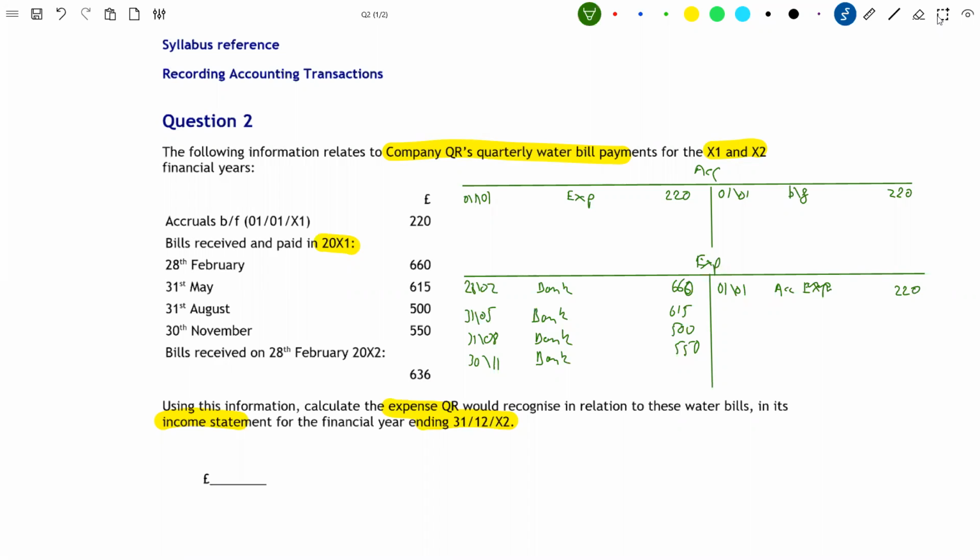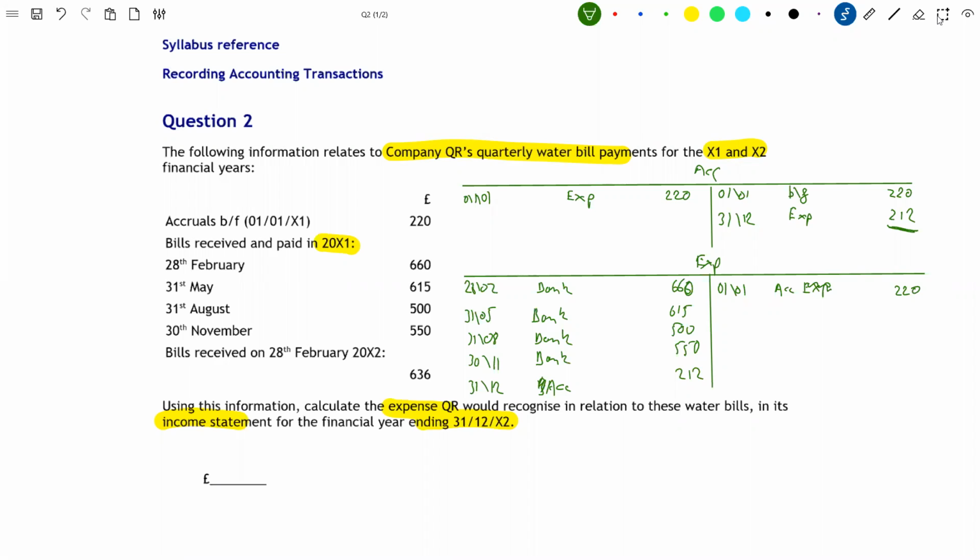So we go ahead, and on the 31st of the 12th, we recognize a debit entry of £212 for 1/3 of this bill from the 28th of February. So we make a debit entry in our expense account, and our corresponding double entry is therefore a credit in the accruals account. Okay. So this will be our accruals balance that will be carried forward to the start of the X2 financial year. Okay, so it will adjust down our X2 expense balance there.